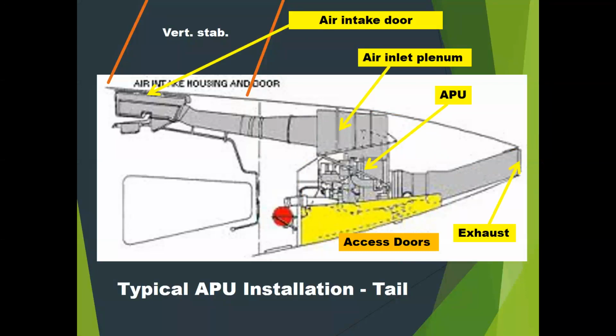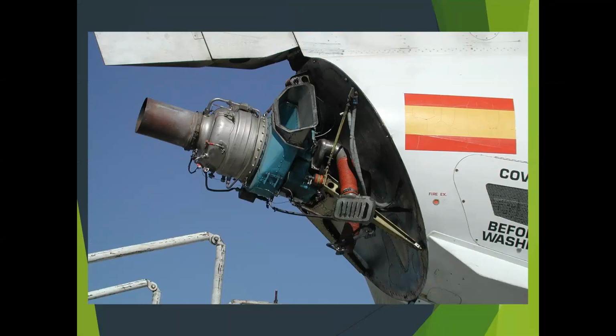Other aircraft, instead of using access doors, have a tail cone that can be removed. So here's an example of an APU where the tail cone has been removed and it's exposing it. And what you can see on this one is the inlet. Here's that relatively rectangular inlet. Here's the exhaust that would be pointing out the back of the tail cone. And this is a smaller APU, so it doesn't have that dedicated compressor.